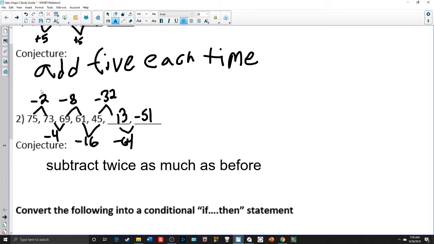But just because you're not doing the same thing each time doesn't mean there isn't a pattern. The pattern could be that you're changing the number you're doing by in a certain predictable way. So in this case, we're not subtracting by the same thing, but we are subtracting by twice as much as whatever came before, and that's something we can use as a conjecture.